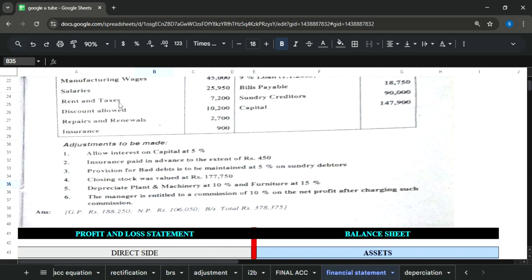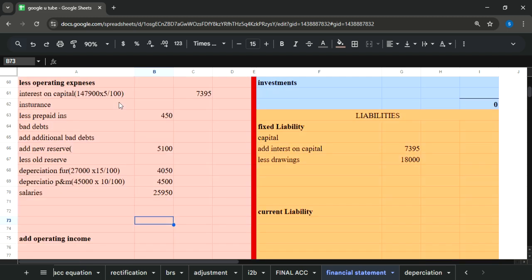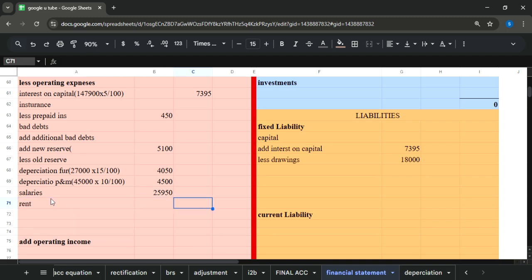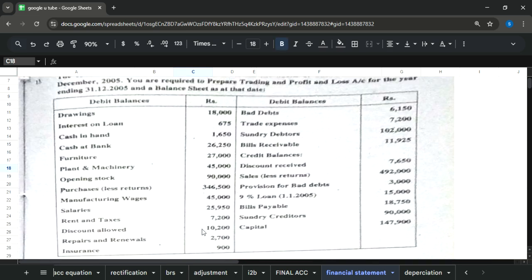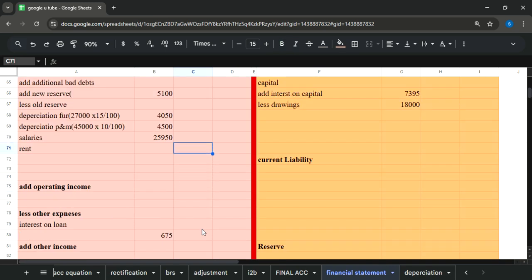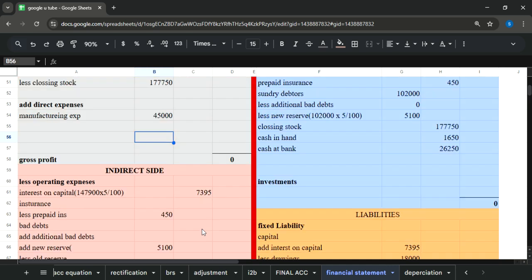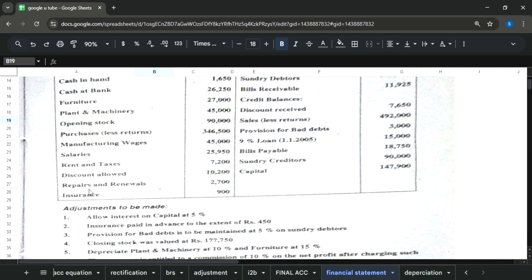Rent and taxes part of, okay, rent is not written, so you will write rent over here. Amount of rent is 7200, so here 7200 would be written. Okay, 25950 was the amount. The better place is the second column, remaining deleted. So salaries and rent we have written, after which discount allowed.